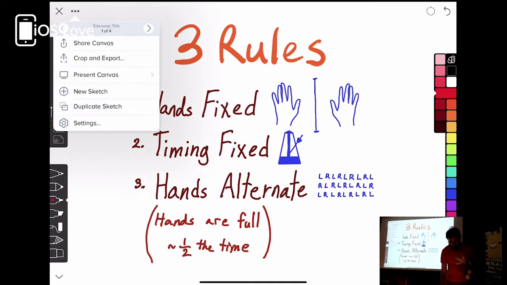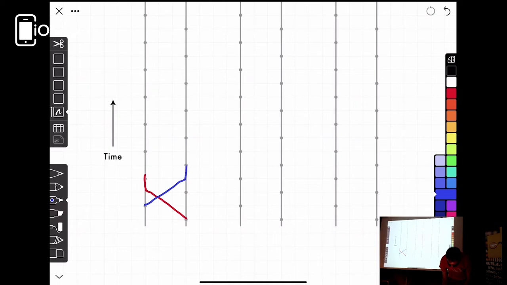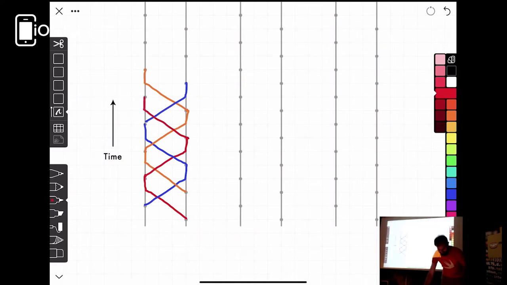So from those rules, we can try to diagram what's happening. If you imagine I'm going like this, moving through space, and then photographing from above, the lines that the balls leave moving through the air would look something like this. And then they keep repeating. Okay. So we see that.